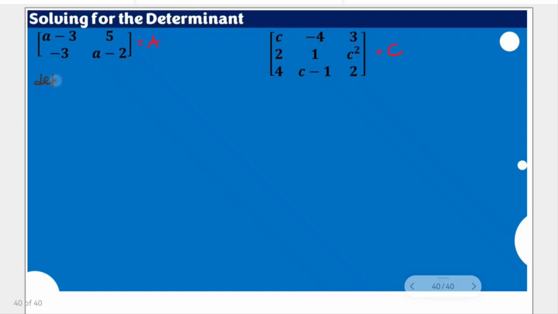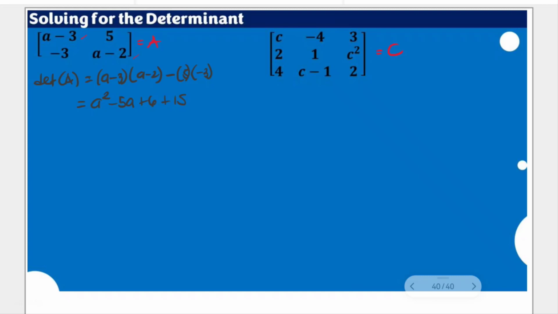The determinant of A for a 2 by 2 matrix is just computed as the product of the main diagonal minus the product of the other diagonal, but so as not to be confused with what is A and what is C, these two. So you will have here A minus 3 times A minus 2, subtracted with 5 times negative 3. Okay, so you will have this using the FOIL method. You have A squared minus 3A minus 2A, that's minus 5A, plus 6 and plus 15.